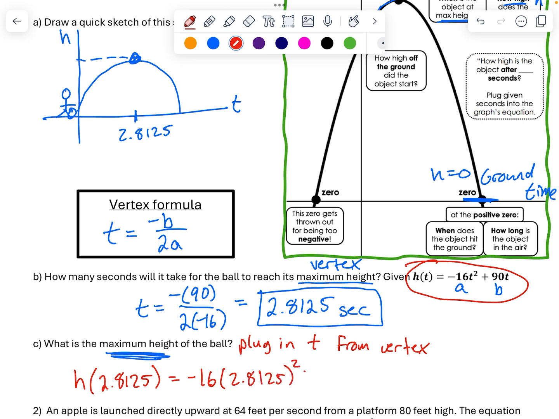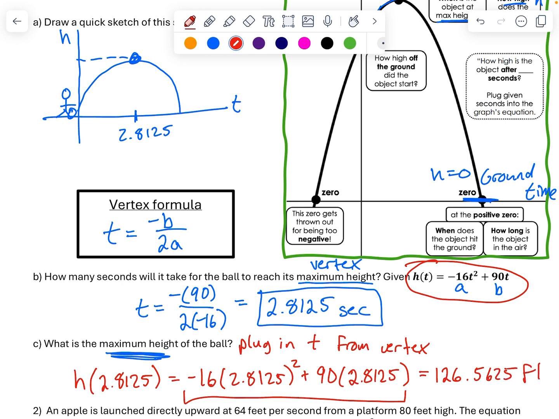I know normally I round this number, but I want to get as accurate as possible of a height, so I'm just keeping it as it was, because it didn't go on forever. Then I would type this whole thing into a calculator, and it tells me 126.5625, and that's the maximum height, so height is the feet. We just found how long it takes to get to the maximum height, and we found this maximum height is 126 point stuff.